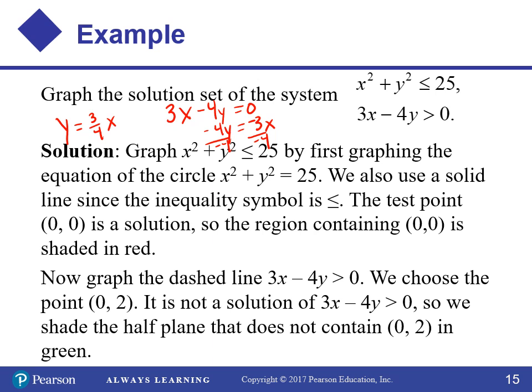And once we graph it, and again use a dashed line since this has got a greater than sign. And if we want this to be greater than 0, if we use a point, and they just chose 0, 2, okay, it is not a solution. Like if I plug in 0 for x and 2 for y, that's not a solution. So we don't want to shade that half of the plane. So we're actually going to shade underneath the line there. So if you shade underneath that line, then we see that we're only going to include part of that circle to make both of those true.